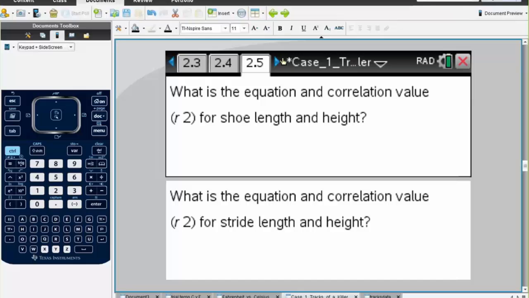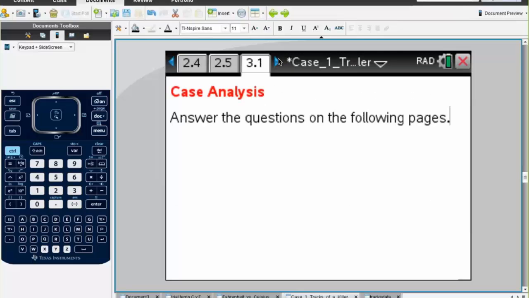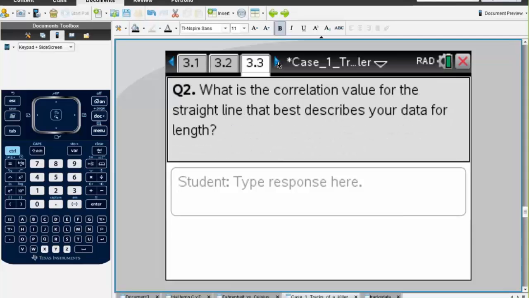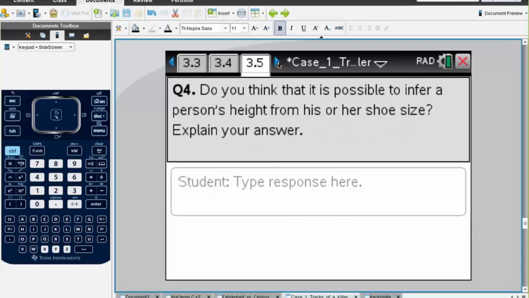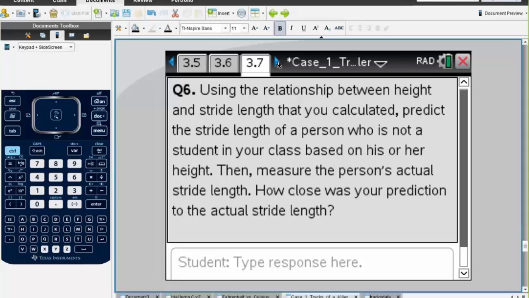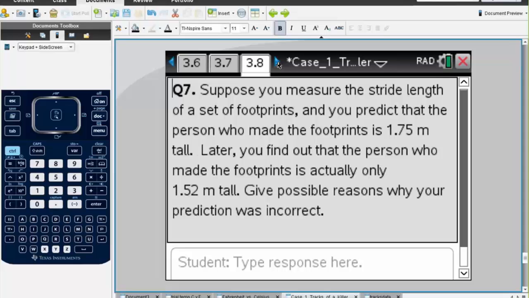Do they come out similar? Okay, they should hopefully. Why won't they be exact? And then the final part is you actually have to answer some questions. So why should you use linear correlations based on the data? Do you think it's possible to answer this? And eventually they have to decide who the killer was.